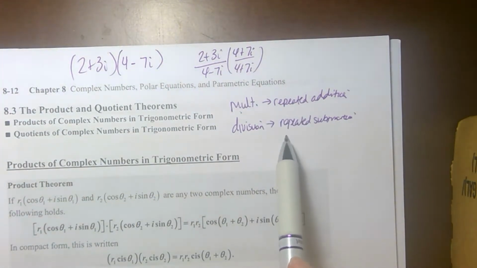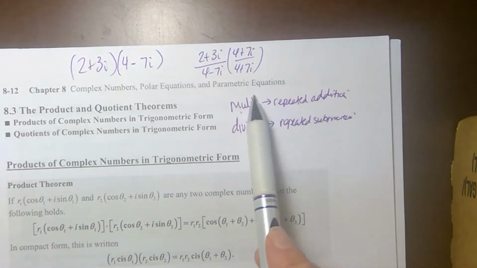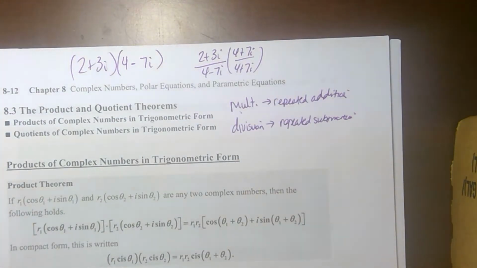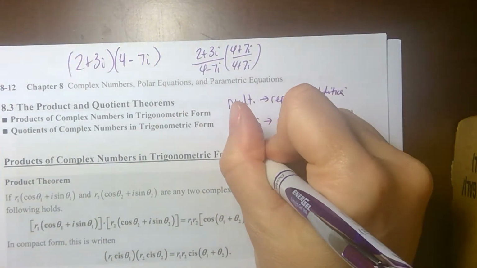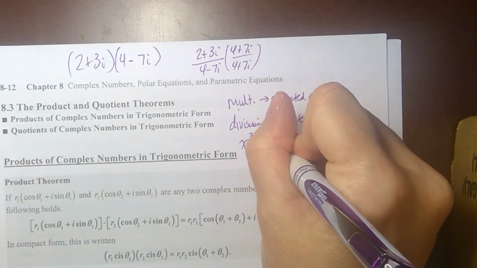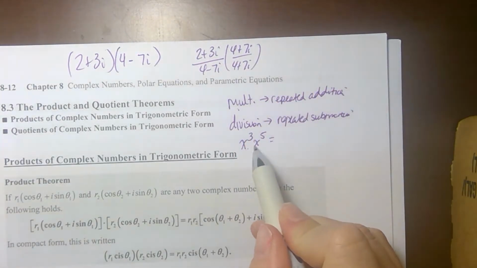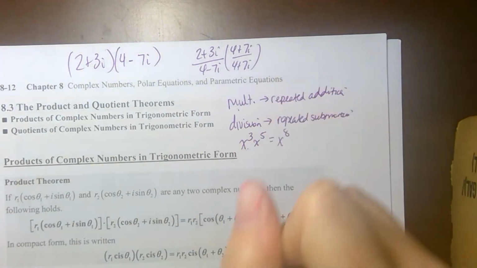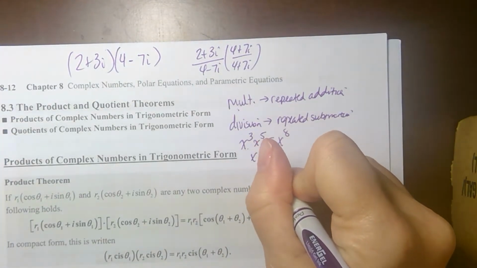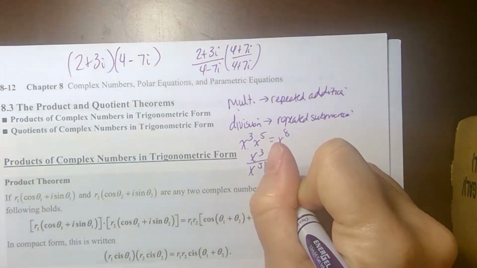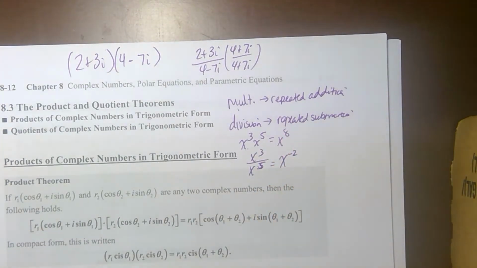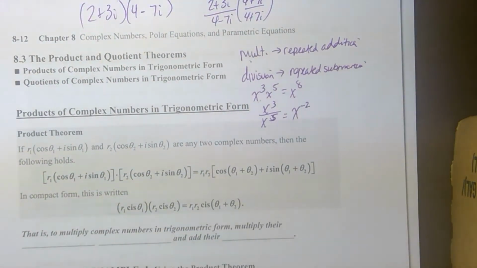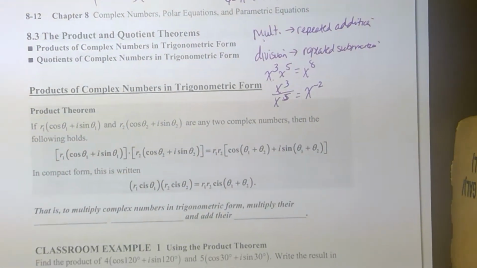So when I start pairing up operations, I usually pair up multiplication and addition, division with subtraction. That's true with exponents. My rules for exponents, if I have x cubed times x to the 5th, I'm multiplying the bases. What do I do to the exponents? Well, I add them. If I'm dividing the base, I subtract my exponents. X cubed divided by x to the 5th would be x to the negative 2 because I subtract the exponents. The same is true when I get to products and quotients for complex numbers in trig form.